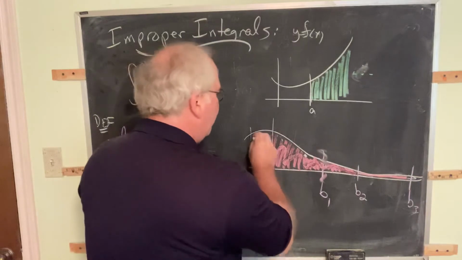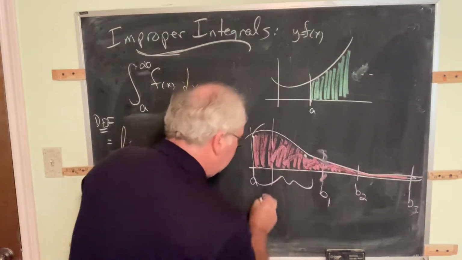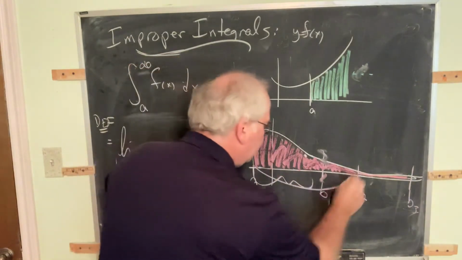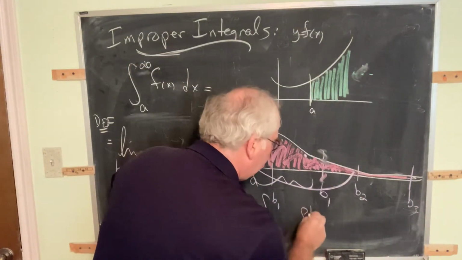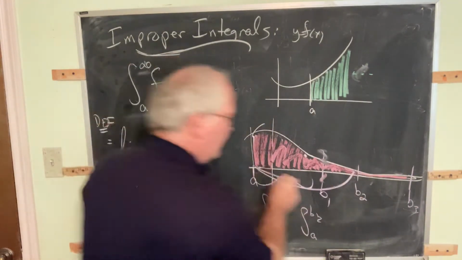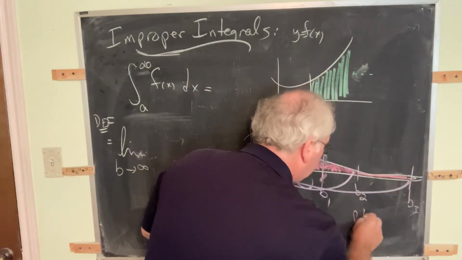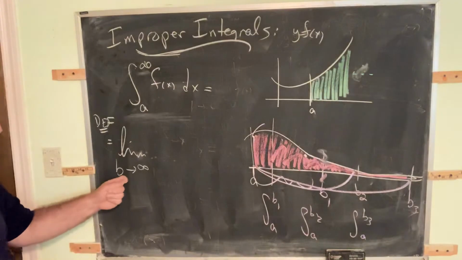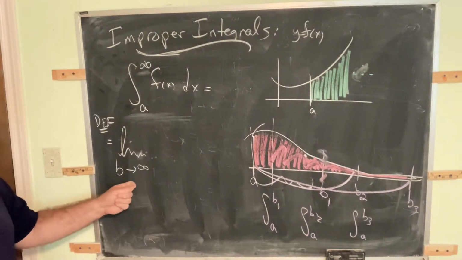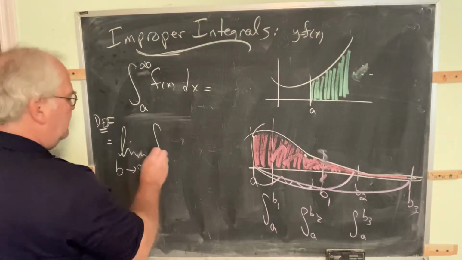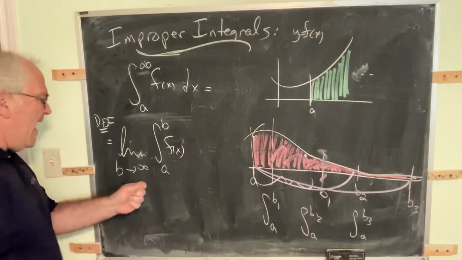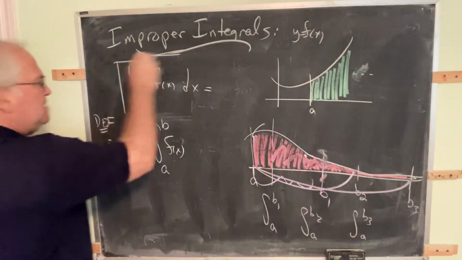Because look, this region is the integral from a to b1. This region is the integral from a to b2. This region is the integral from a to b3. And as b gets larger and larger and larger, the integral from a to b, that's what we mean by this expression.